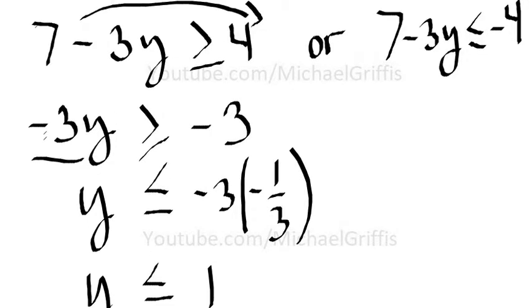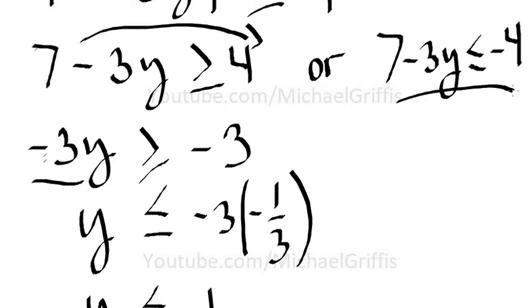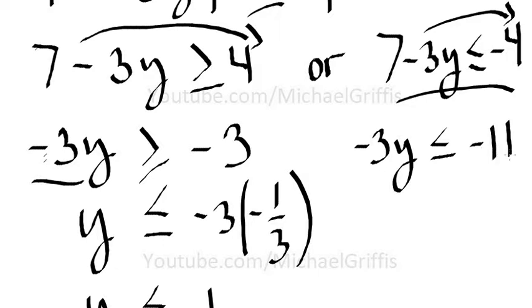Now let's take a look at the right hand side over here. So once again, we're going to bring this 7 over, so it becomes minus 7. So now we have negative 4 minus 7, which is negative 11. Negative 11. Okay. Alright.